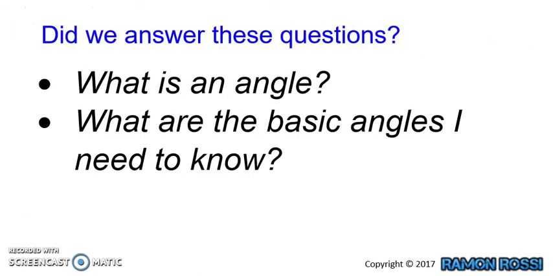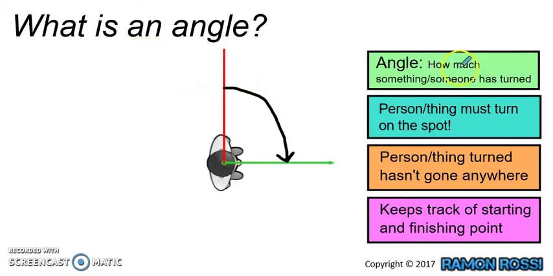So, did we answer these questions? We wanted to know what is an angle, and we wanted to know what are the basic angles that we need to know. So, first of all, what is an angle? An angle is how much or how far something has turned. The person must be exactly on the spot when they're turning. They're not going anywhere at all. They're just changing direction. And we have to keep track of where they started and where they finish. And we draw lines to show where they started and where they finished. So then we can show the angle.